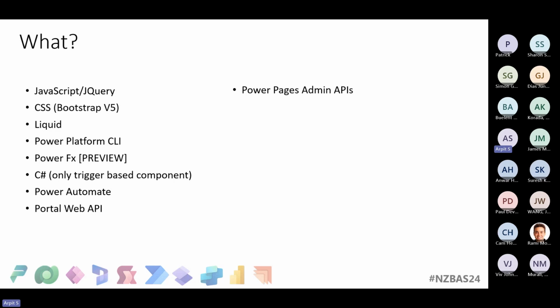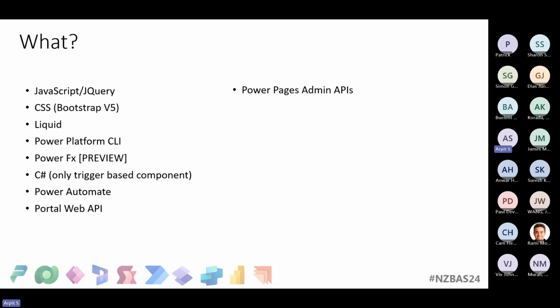Power Pages admin APIs. Microsoft has provided some admin-related APIs in Power Pages as well. It might be possible that you are setting up ALM for Power Pages, so you might need to create, delete, or get the website of the Power Pages site in your code using the REST API. In that case, you can use those Power Pages admin APIs.